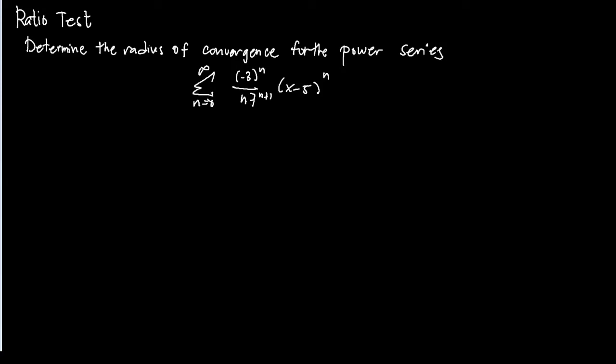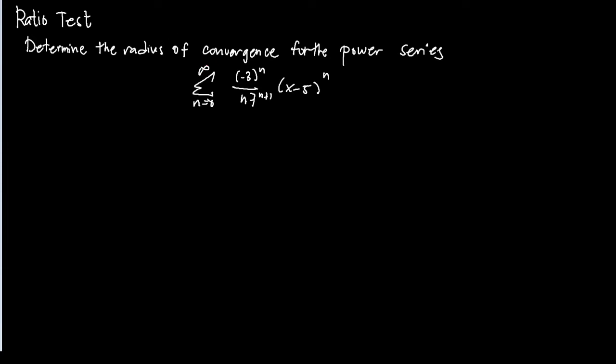All right. So in this video, we will be using the ratio test for power series to determine the radius of convergence of the power series, which says that the summation of negative 3 raised to n times x minus 5 raised to n all over n times 7 raised to n plus 1, as n, where n is equal to 0, to infinity.